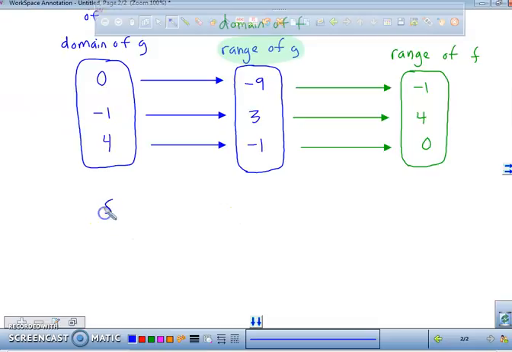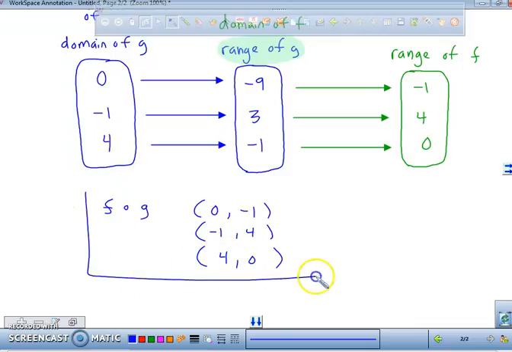So I want you to write in your journal, F of G is this set of ordered pairs. 0 eventually led me to a -1. -1 eventually led me to a 4. And 4 eventually got me to 0. These are the ordered pairs for F of G.